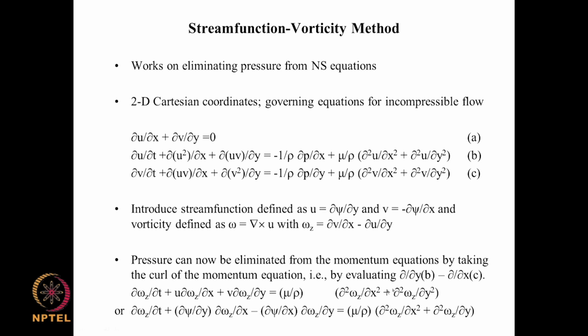Finally we get an equation like this. If you examine it, it is ∂ω_z/∂t, where ω_z is a function of x, y and t, plus u times ∂ω_z/∂x plus v times ∂ω_z/∂y equal to μ/ρ times (∂²ω_z/∂x² plus ∂²ω_z/∂y²). And what is familiar about this equation? This is like a regular scalar transport equation. If you put ω_z equal to φ, you get our scalar transport equation.